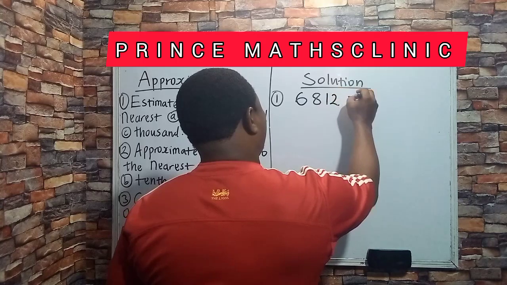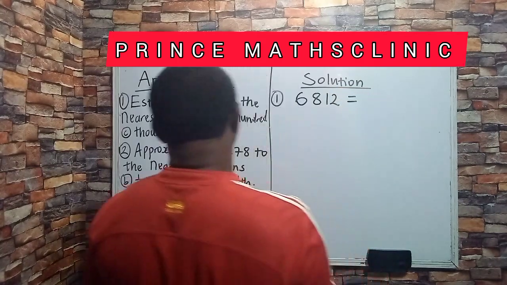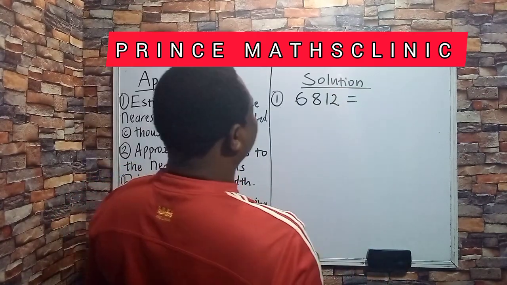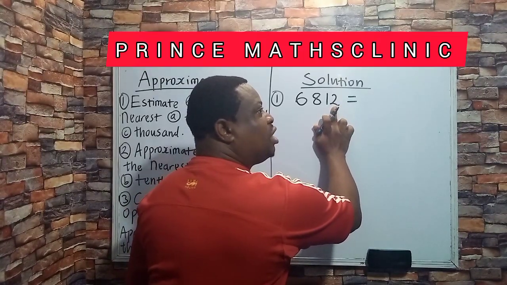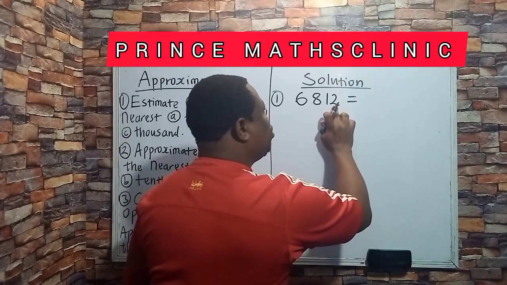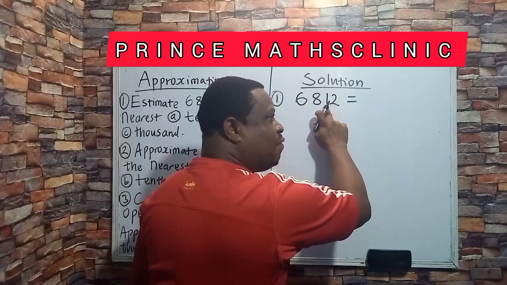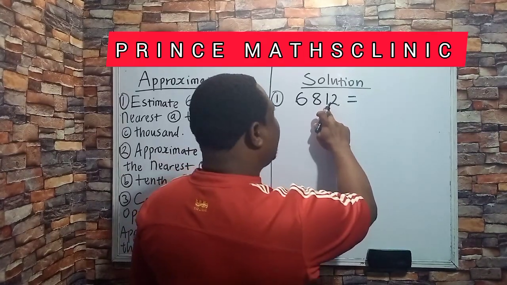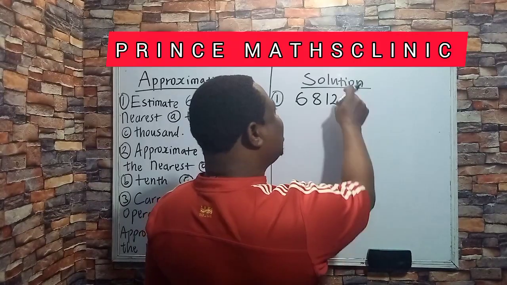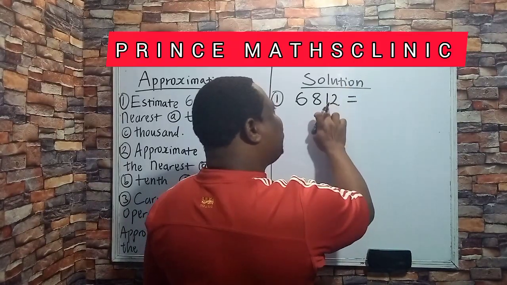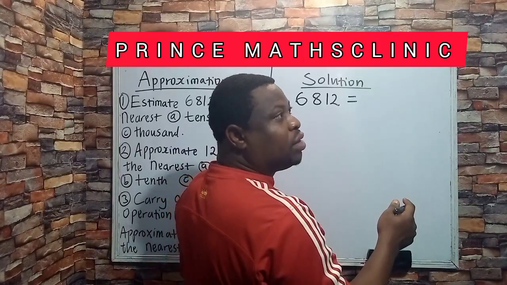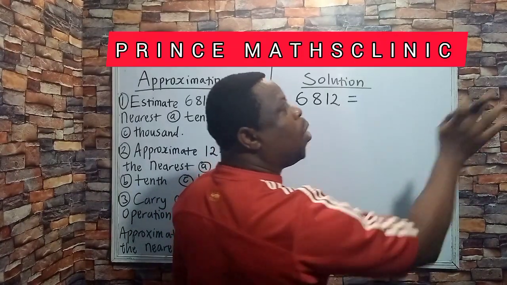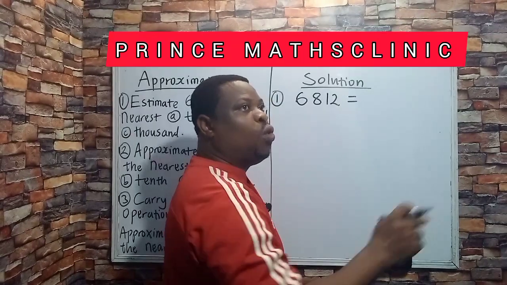The question is 6,812. We want to convert this to the nearest 10. Now, the 2 here, that is to your extreme right, is units. Then this is the tens value. So when you are talking about the tens value, we are particularly interested in the number after the tens. Now, is it up to 5? If it's up to 5, we round up to 1.